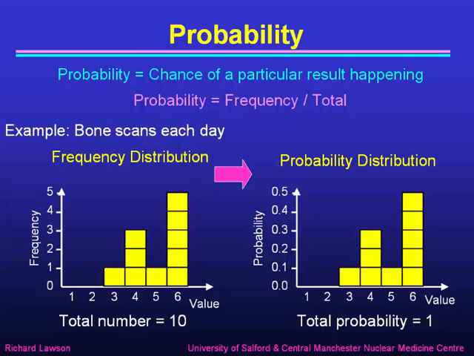Now when we added up the total number of squares under the frequency distribution, we got the total number of observations of 10. If we add up the probability of all the squares in the probability distribution, then we must get a total probability of 1, because that means certainty, that means something happened, and we know for certain that we did somewhere between 3 and 6 bone scans in every day, so the total probability must come to 1. The total area under this histogram of the probability distribution must add up to 1.